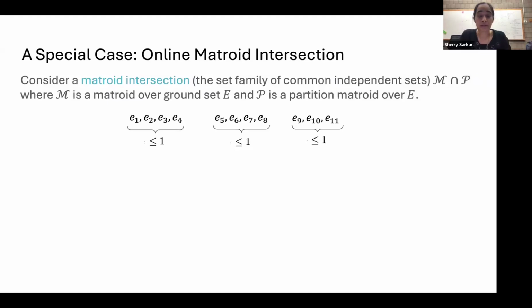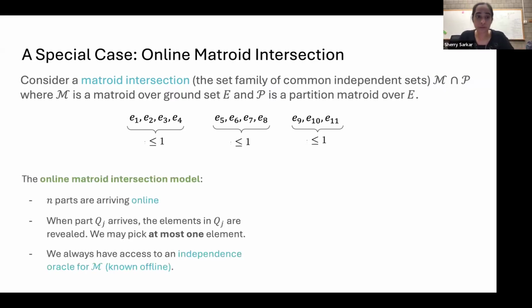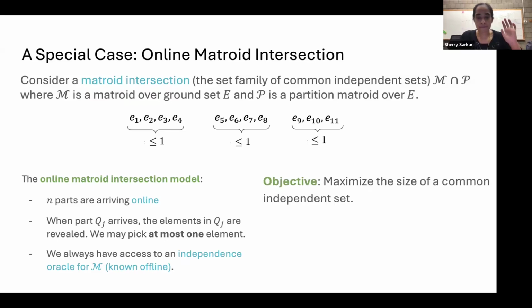So this particular special case I want to think about is what's called matroid intersection. It's nothing more than the sets that are an independent set in two different matroids, one a partition matroid and another an arbitrary matroid M. So in this model, we have, again, these n parts arriving one by one, and you can pick at most one element from each part. But now we want what we pick to be an independent set in a matroid M as well, right? So this is the online matroid intersection problem. Parts are arriving, we pick an element from each part, and we want an independent set in M.